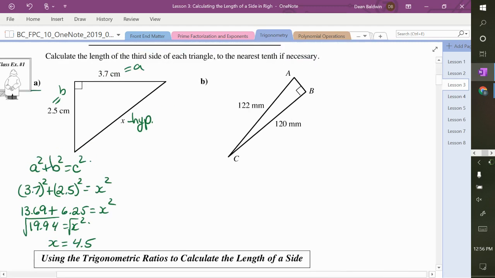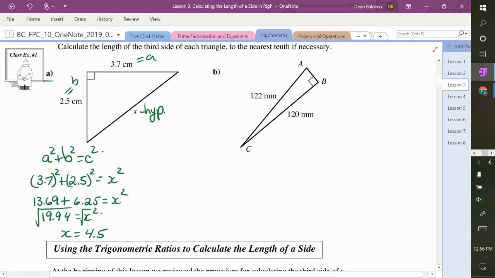So, in this one, what's the hypotenuse? 122, because it's directly across from the right angle. So this is C. Does it matter what you call A and B? No, I'll just call this A and this B. All right, write out your formula. Plug everything in. We don't know what B is, but we know what C is.